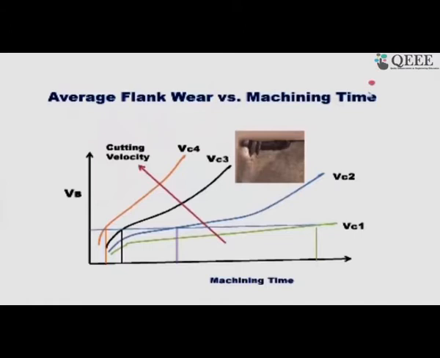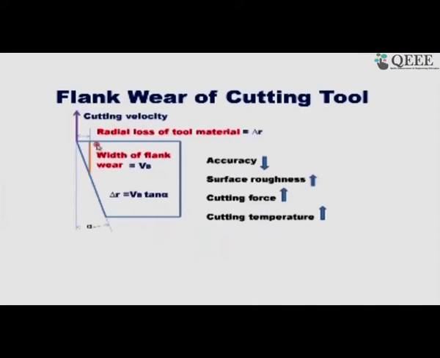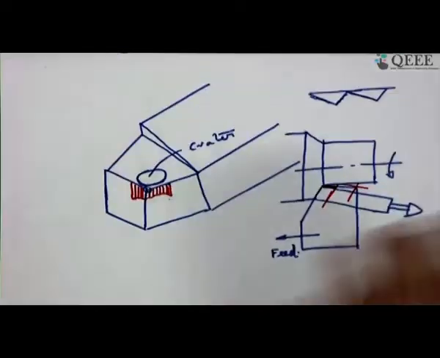So, friend, here is a very interesting thing. We can measure the VB. So, what is VB? I have just now mentioned what that VB is: flank wear. This is the width of the flank wear, and you have to measure from this direction. So, friend, now we have to see this diagram. So, this diagram please.